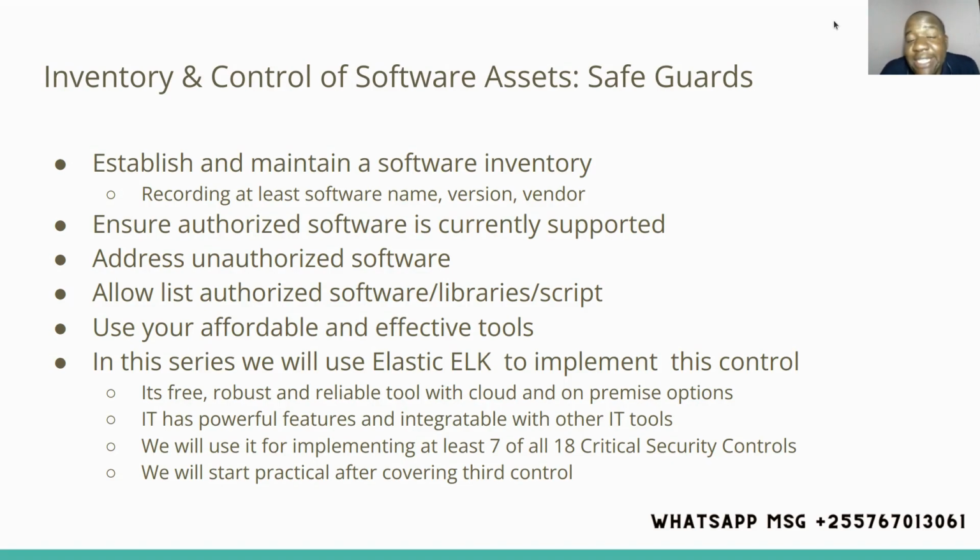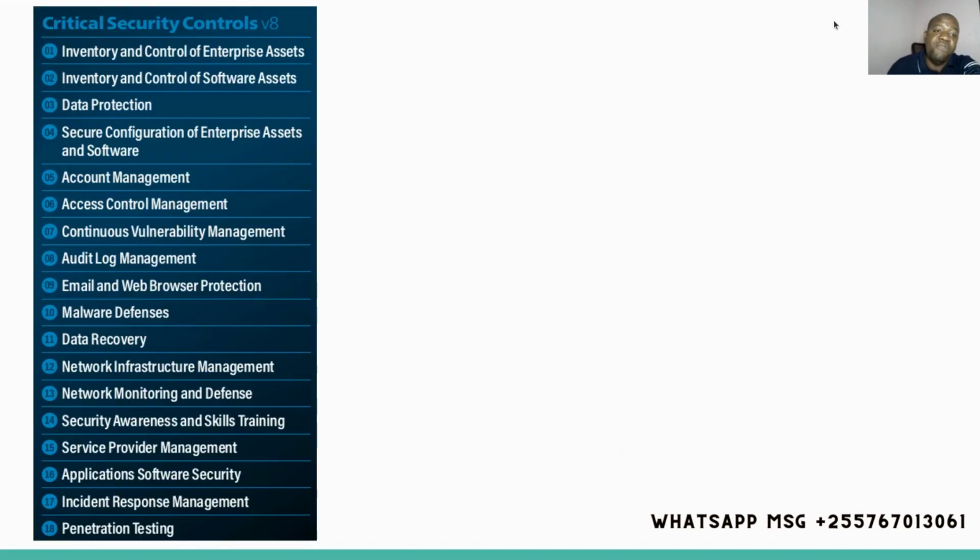But also, this Elastic Stack has been proved to have some very powerful features that we can use in IT security. And as we are going to see, we are going to use this one solution to implement at least 7 of the 18 CIS critical security controls. So by just mastering this one tool, you see that you have gathered for yourself a big arsenal of things that you can use to secure and safeguard your cyber environment. And of course, we are going to start the practical implementation of this control after covering the third control. So after covering the third control, we are going to start the practical side of this presentation.